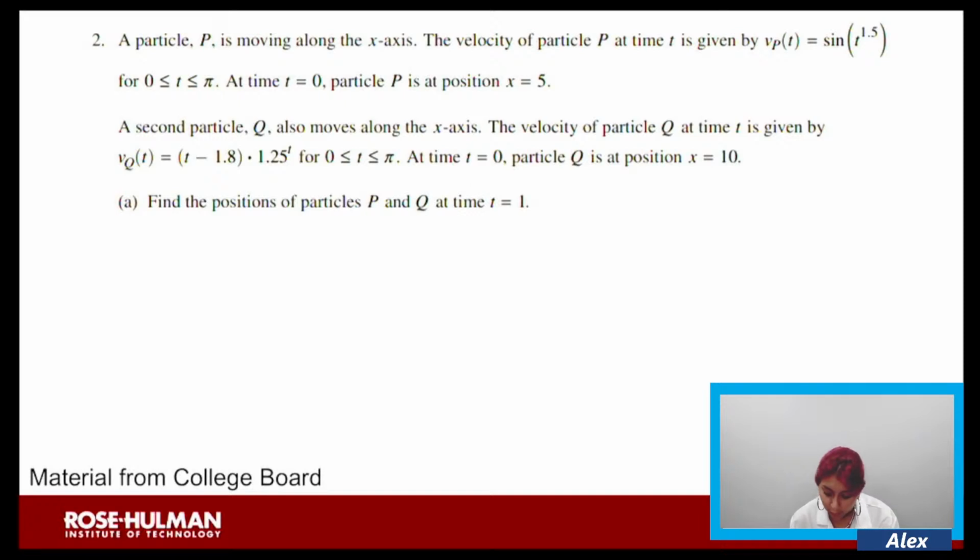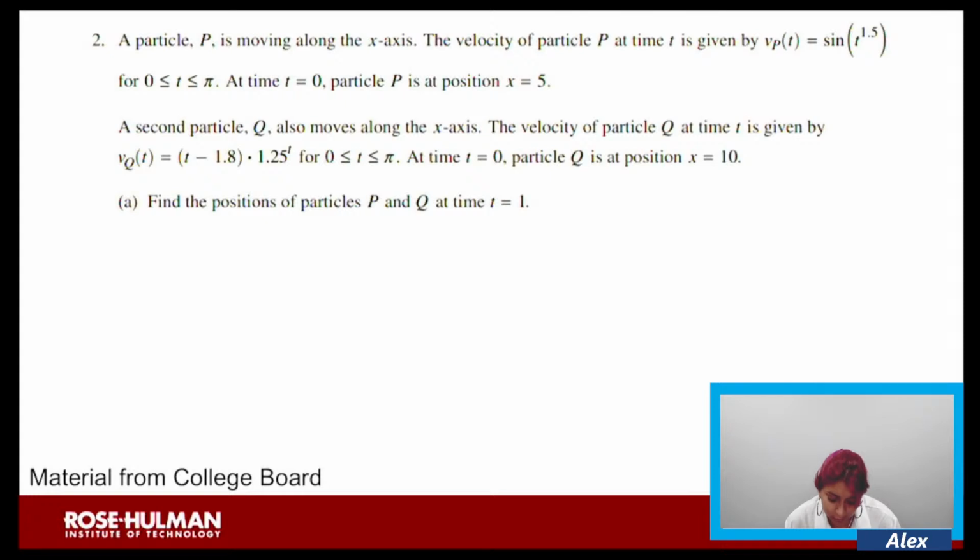The velocity of particle P at any time t is given by Vp of t equals sine t to the 1.5 power, for 0 is less than or equal to t is less than or equal to pi. At time t equals 0, particle P is at position x equals 5. So that just gives us our initial x position when t is 0.